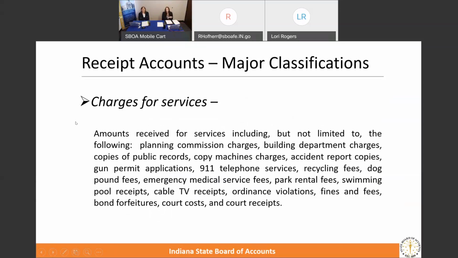Another classification would be charges for services. So anything that you're receiving money to actually perform a service. So you've got 911 telephone, copy machine charges, accident report copies, gun permit applications, things like that, okay? Again, these are really important to make sure that we're classifying them properly.